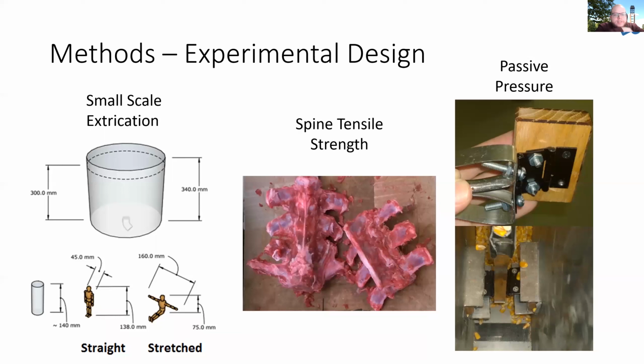So here are some of the designs for each one of these. The small-scale extrication, that's our container. And again, as I told you, we use the cylinder, you see that in the first one, and we use the mannequin, and we place them in 2 different positions, either straight or stretched, because we were not sure if there would be a difference in forces. And these are the spines that we used. We obtained 9 segments from 3 lambs.